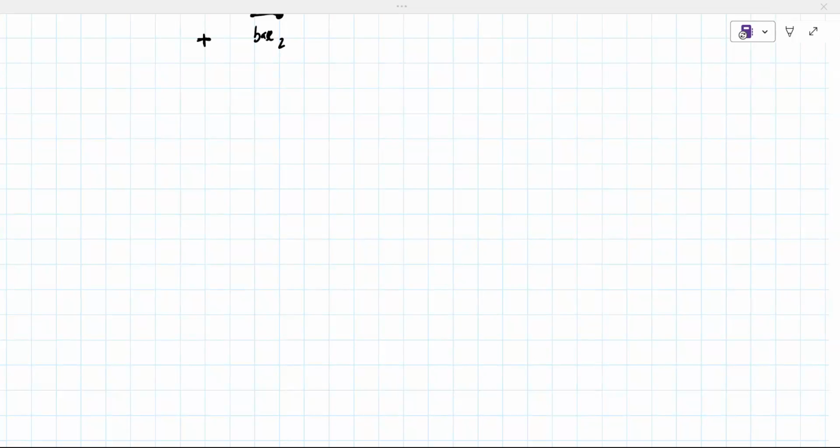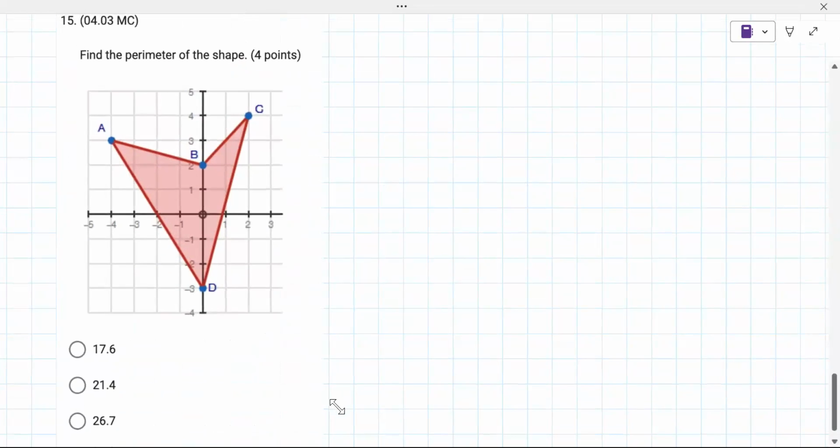All right, this one is one that I wanted to go over. I put it in the chat, because it's not exactly a perfect triangle. Number 15. It's in the chat. Find the perimeter of the shape.